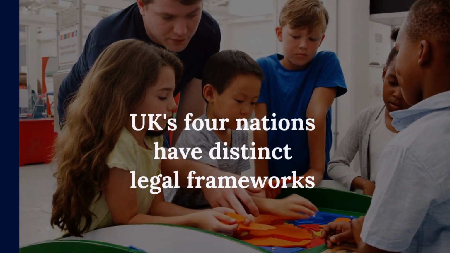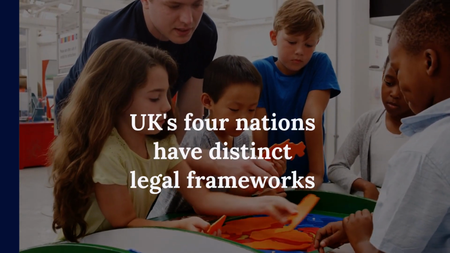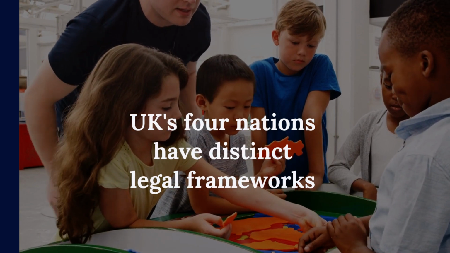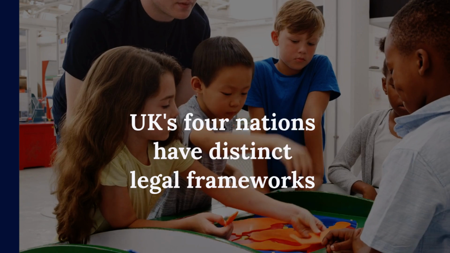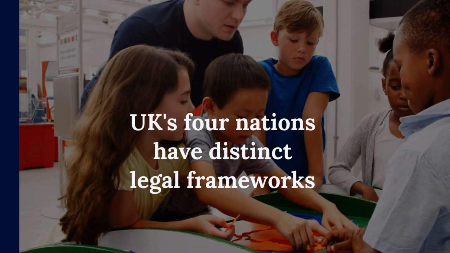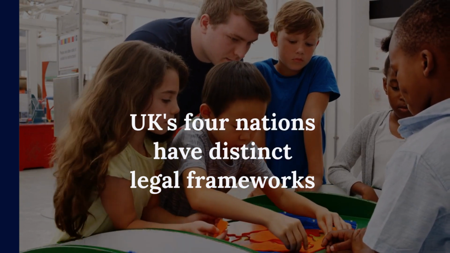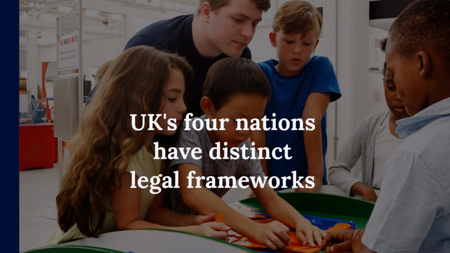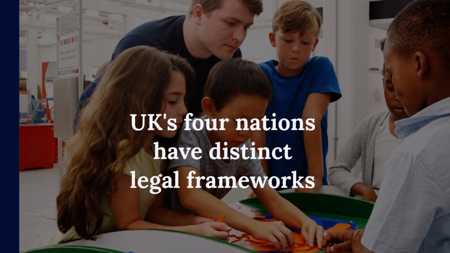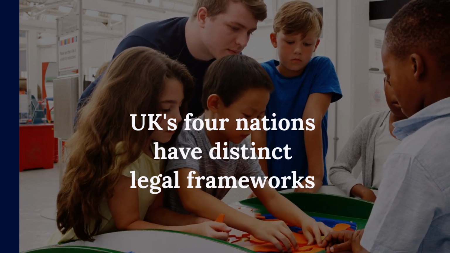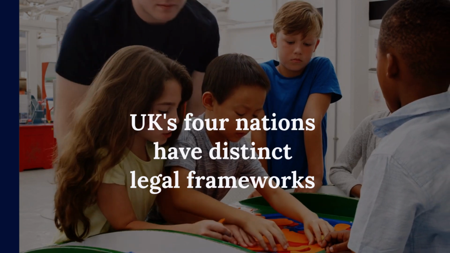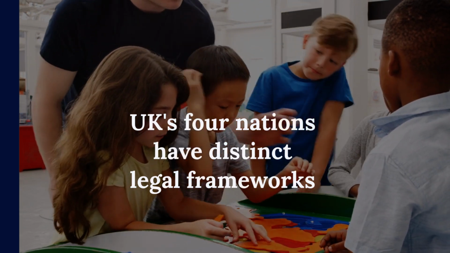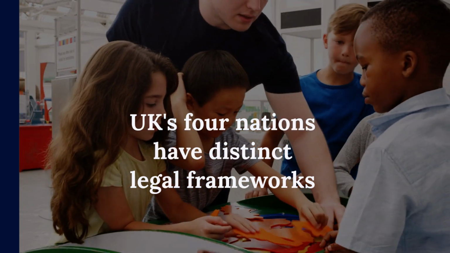The UK consists of 4 nations, each with its own legal framework for safeguarding. Despite differences, shared principles include the welfare of the child and multi-agency working. England, Scotland, Wales, and Northern Ireland have distinct statutory guidance. Professionals must understand both their own and neighboring frameworks. Awareness of these frameworks is essential for cross-border roles.